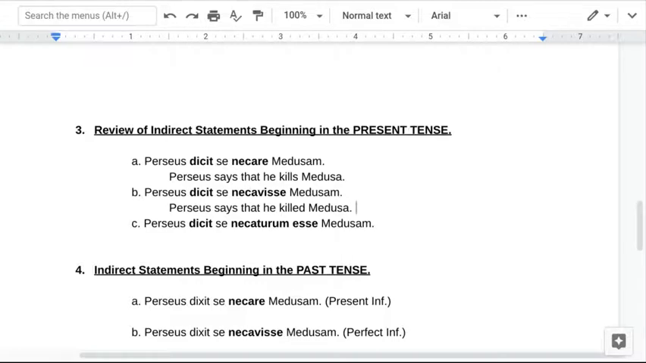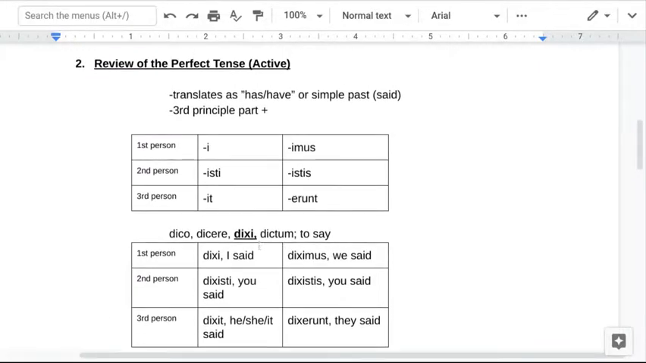All right, and then section C here, this is the big thing you want to look for that a lot of you guys are missing. If you see that, you have to realize that you're in the future. So any translation should be future. Perseus says that he will kill Medusa. Now, I know it's confusing because in the chart you say to be about to be.